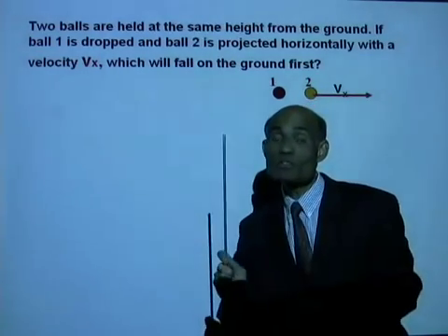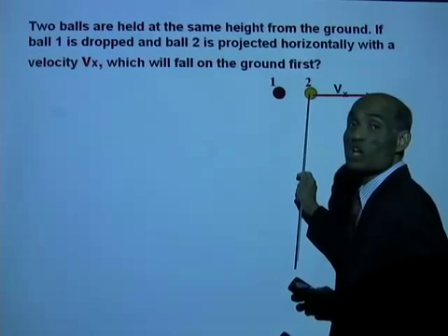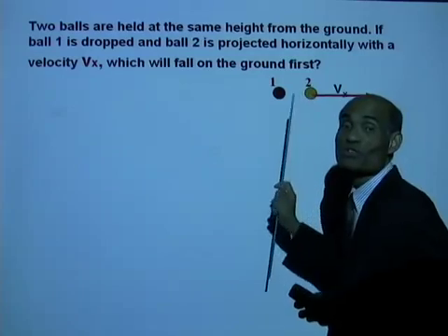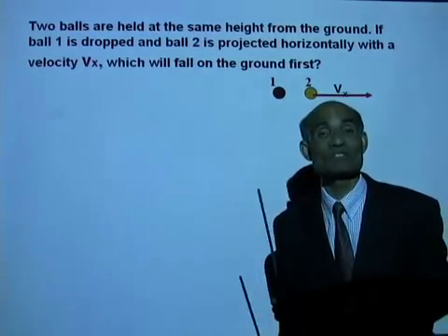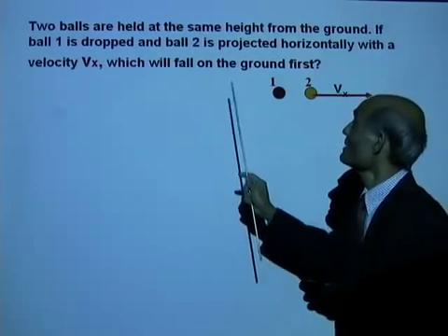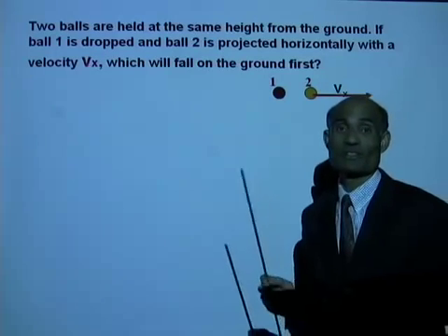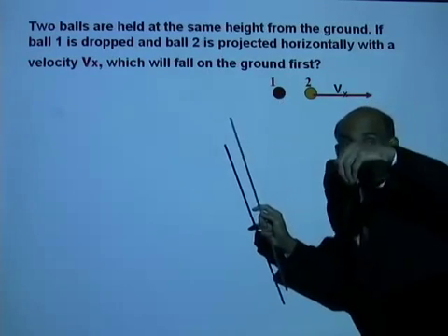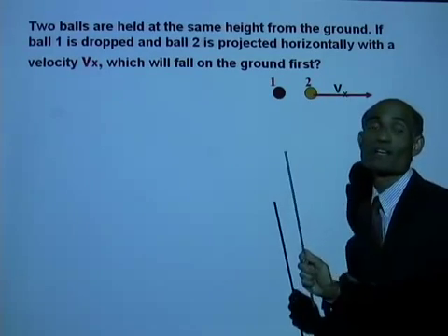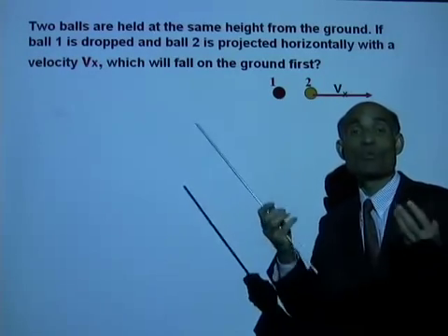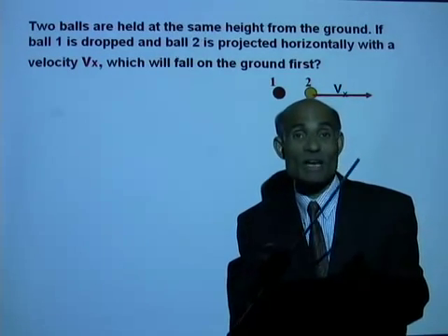Alright? If you understood the concept, what is the concept? The vertical and horizontal motions of the projected ball will be independent of each other. Alright? The question is, which will fall on the ground first? This is dropped freely and this is projected horizontally with a velocity Vx. Which will drop on the ground first? Have you got an answer for that?